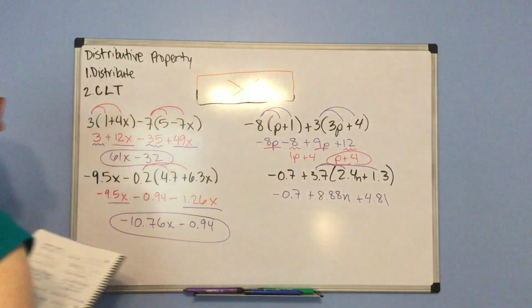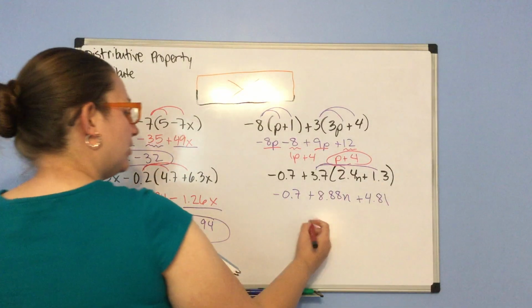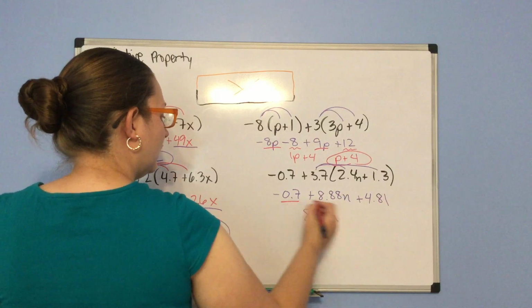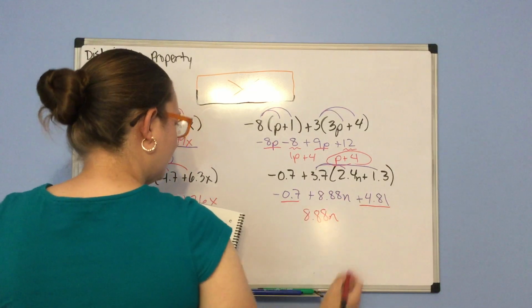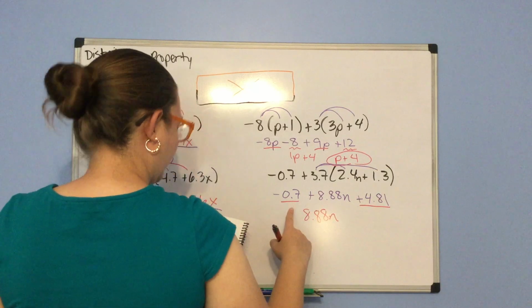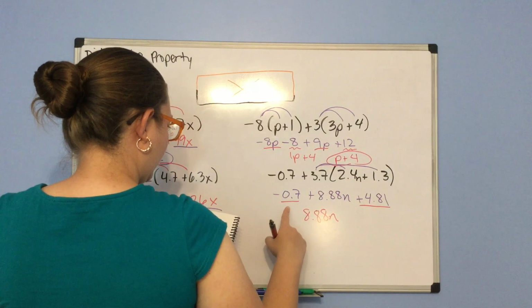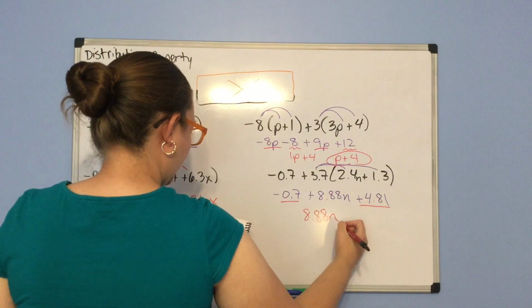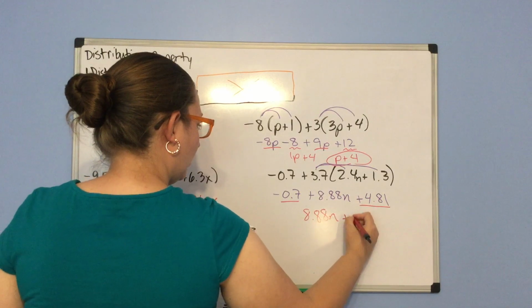Last thing we gotta do is combine. I only have one n term, so that stays 8.88n. Number-wise, when I combine those, negative 0.7 plus 4.81 is going to be 4.11.